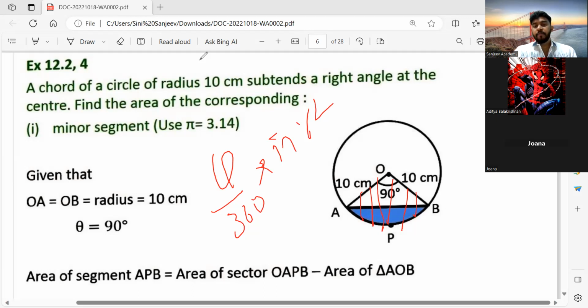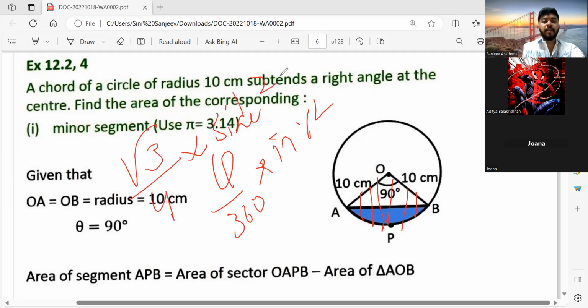Root 3 by 4 into side square. That is the area of the triangle. For the area of this triangle, I have to use root 3 by 4 into side square. What is the root 3 value? 1.73. Root 3 value is 1.73. Root 3 by 4 into side square, I'll get the correct, accurate answer.